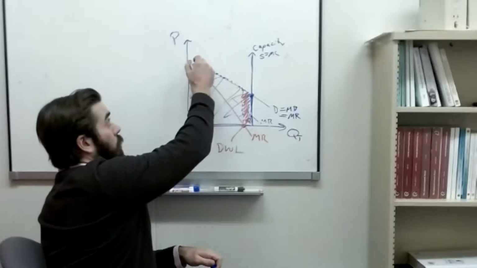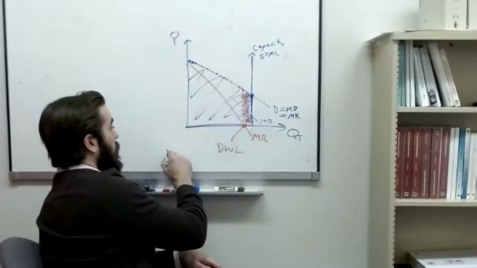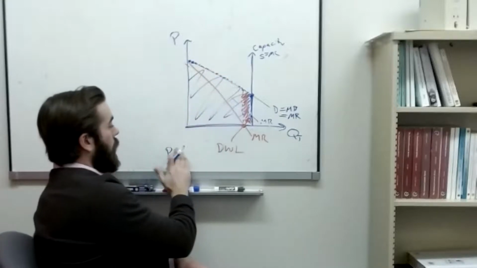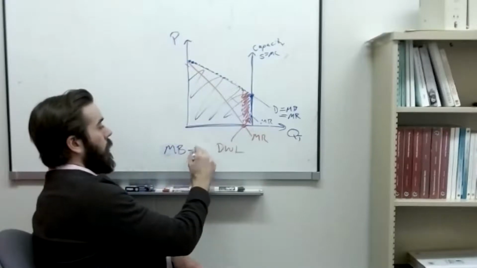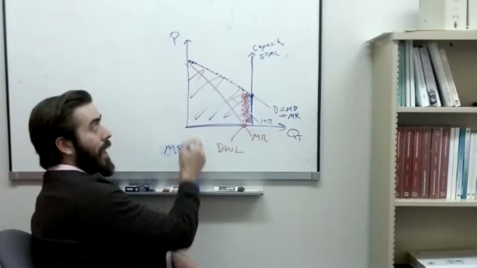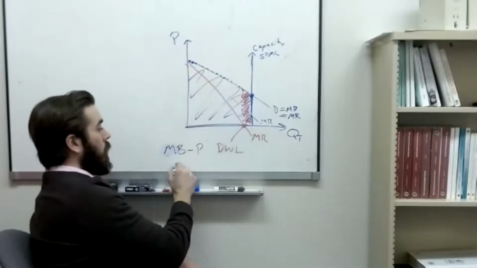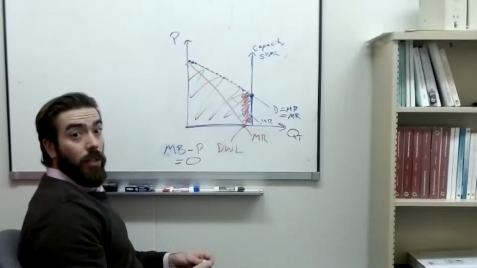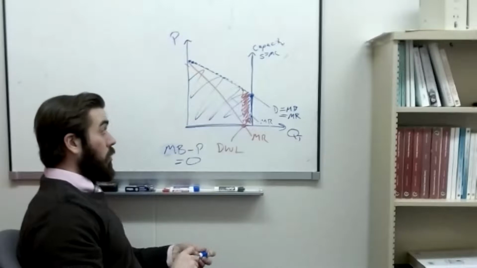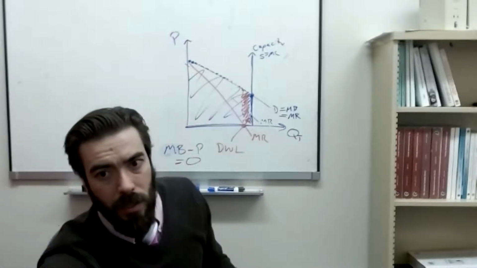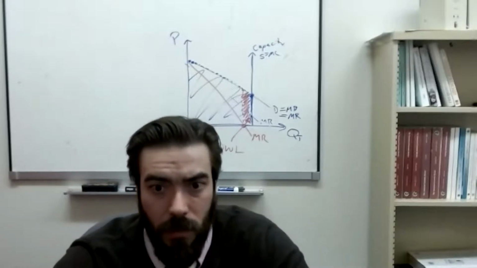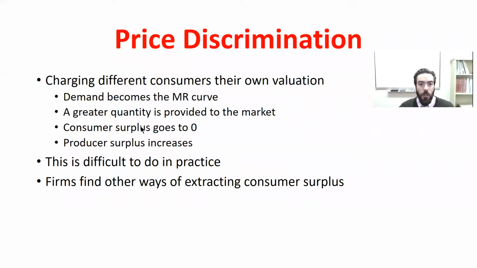Well, every consumer is paying exactly how much they benefit. So consumer surplus, thinking about that being the difference between their marginal benefit and the price they pay. Well, now that's the same for every consumer. So every consumer will have a surplus of 0, and total consumer surplus then is 0, right? So that was some of the byproducts of being able to perfectly price discriminate. So consumer surplus goes to 0.